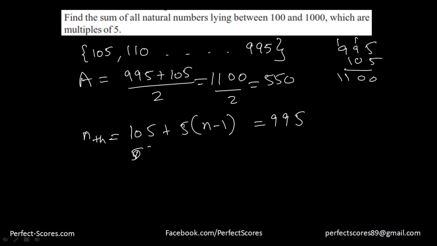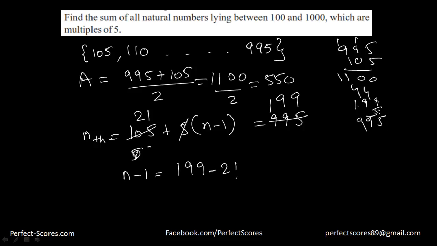So what I'm going to do is eliminate 5 from everywhere. Just double checking my expression here so that I haven't made any kind of error. That's fine. So n minus 1 is going to be equal to 199 minus 21. N minus 1 is going to be equal to, so kind of 200 minus 22, which is going to be 178. So 178, and the number of terms is going to be equal to 179.